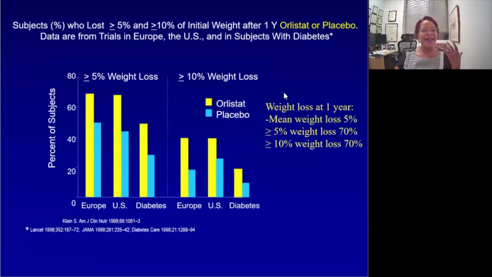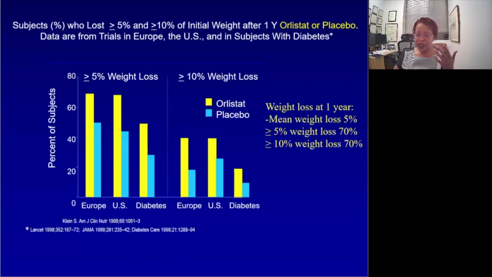Okay. And here you can see, I won't spend time going through this figure, but on average, the mean weight loss is at 1 year about 5%. And about over 10% of patients lost, and when you look at patients who lost at least 10% of their body weight over here, you can see that that's supposed to be 40% of them.